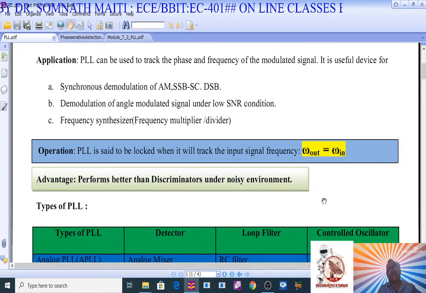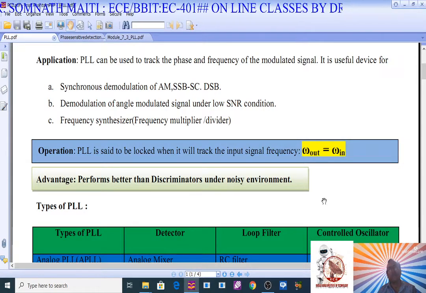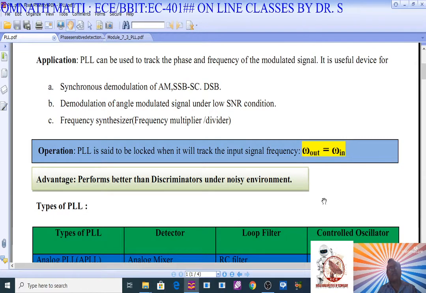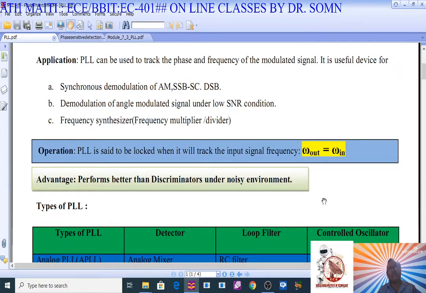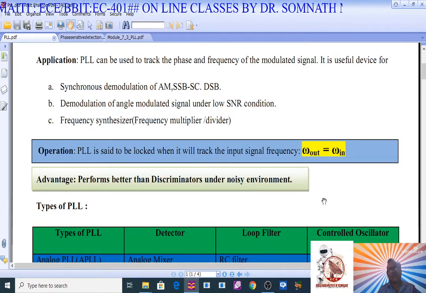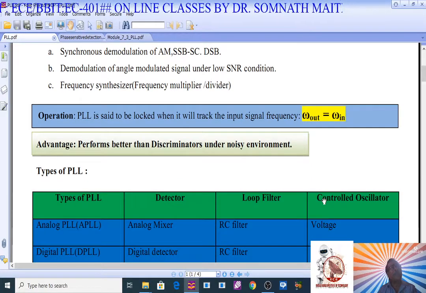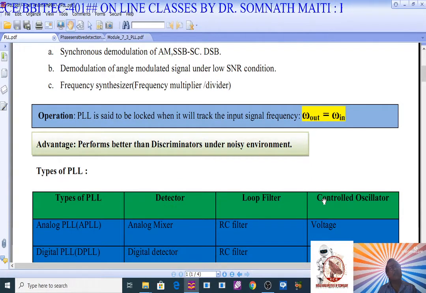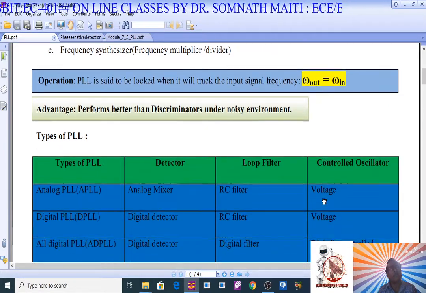Basically it is tracking phase to lock the frequency. That's why it is called phase lock loop. Instantaneous change of phase is tracked, thereby frequency is locked. Okay. Advantage, as I already mentioned, it performs better than discriminators under noisy environment.